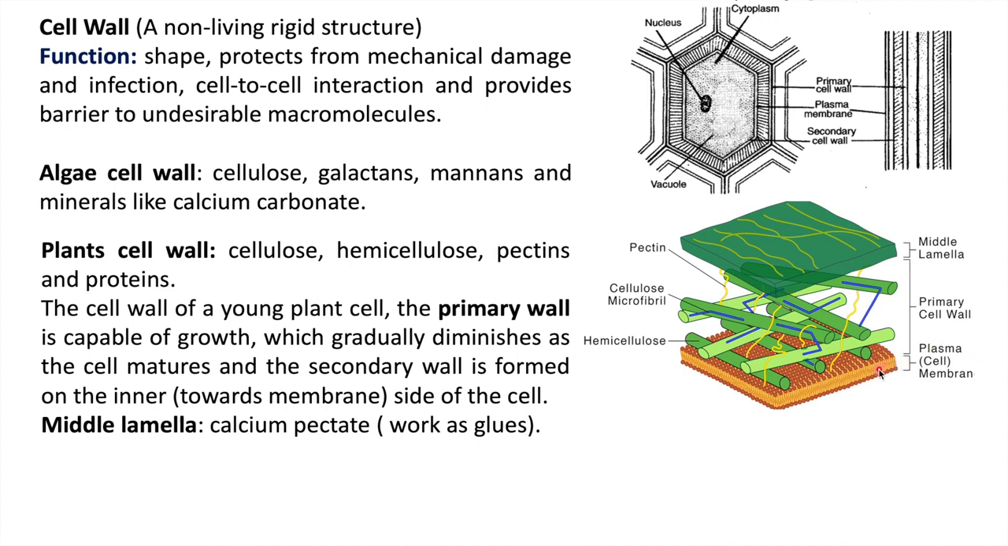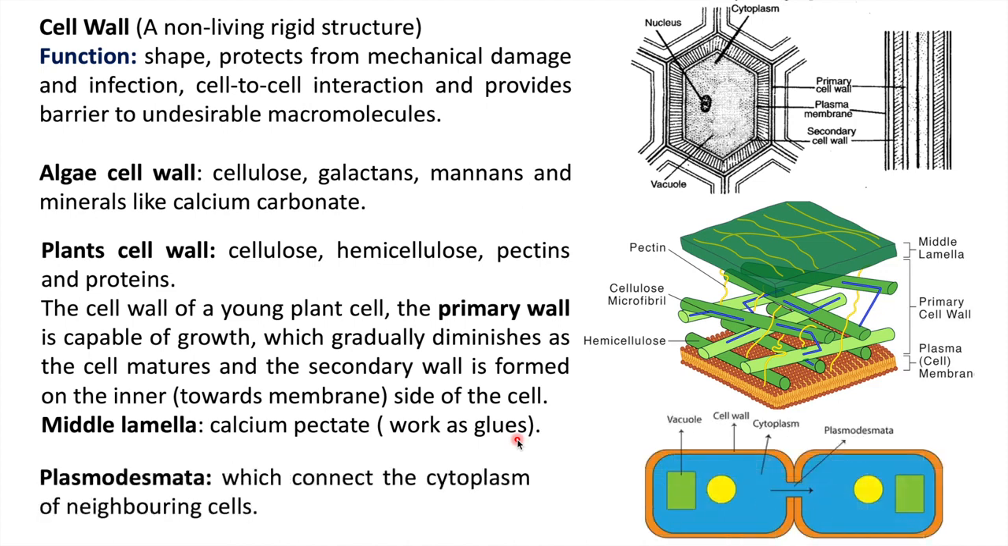You can see this is the plasma membrane, and outside of this plasma membrane there is a primary cell wall. This primary cell wall is made up of cellulose and hemicellulose. You can see pectins are also present. When the cells grow or mature, they become dead, so they create the primary cell wall. Beneath this primary cell wall, secondary cell walls are present. And finally, this is the middle lamella, which is made up of calcium pectate, and it works as a glue between two cell walls. And there are plasmodesmata present. Plasmodesmata, as you can see in this figure, are channels which allow cytoplasm to pass between two neighboring cells.